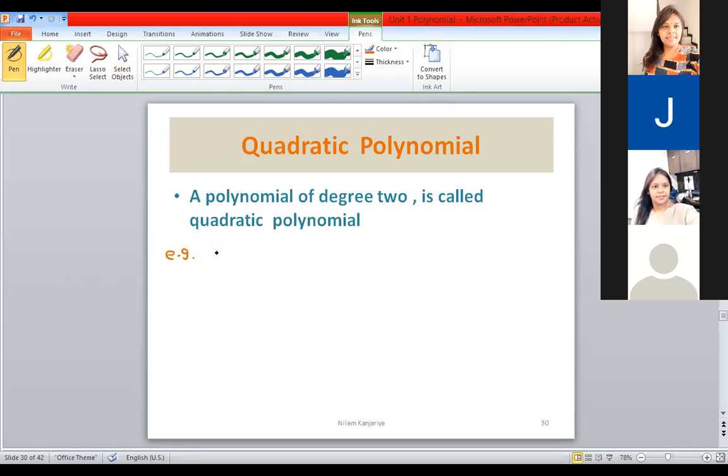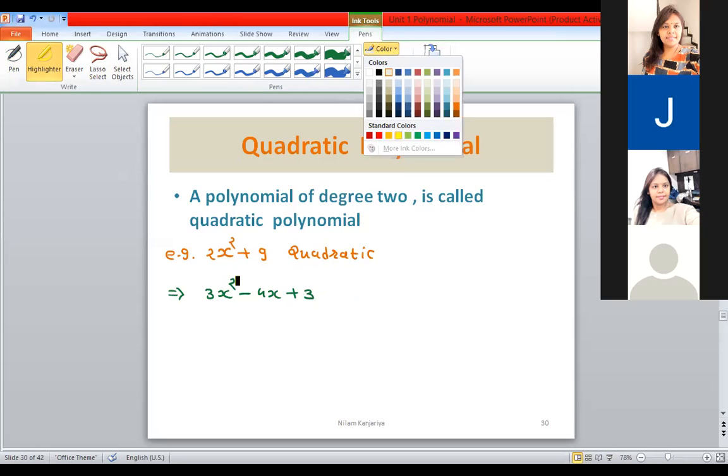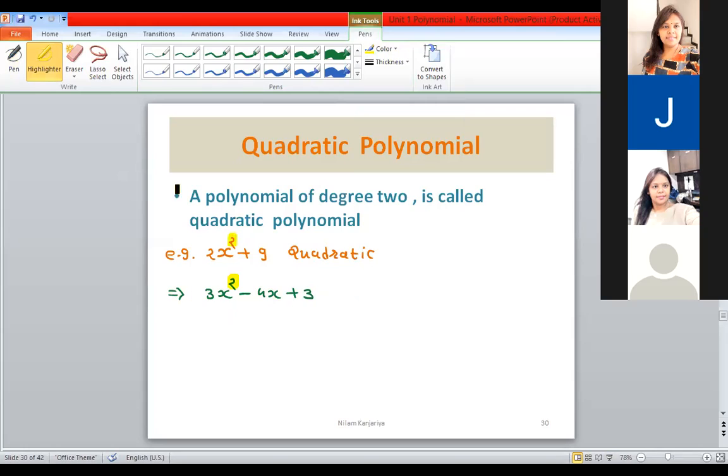A quadratic polynomial means the term which has the highest power is 2, whose degree is 2. 2x square plus 9. Right, it's 2x square plus 9. It is a quadratic polynomial. Any other? Like 3x square minus 4x plus 3. It's also a quadratic polynomial because the highest power is 2. For that we can say that this is a quadratic polynomial.